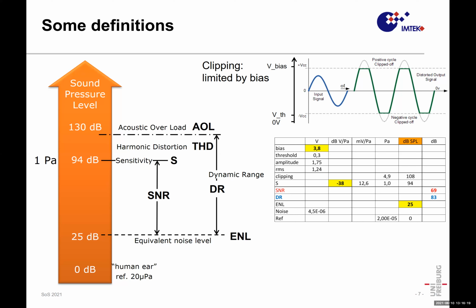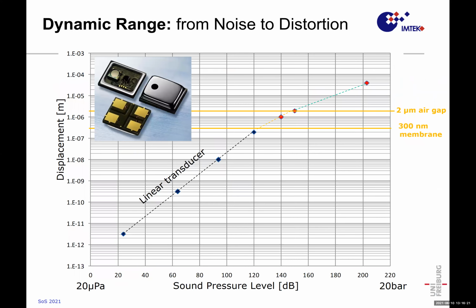Okay, this is how microphones are described. And I give you a little insight into what is going on in terms of dynamic range. I have here my sound pressure levels from 0 to 220 dB SPL, which is 20 micropascal to 20 bars. Sure, this is something beyond microphone. And I want to express this in terms of center displacement of a 1 millimeter diaphragm.